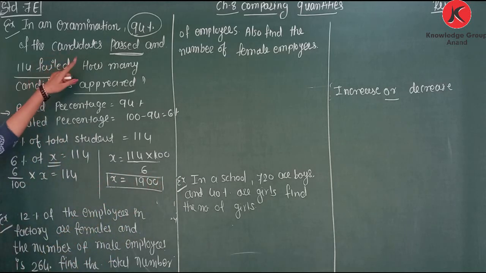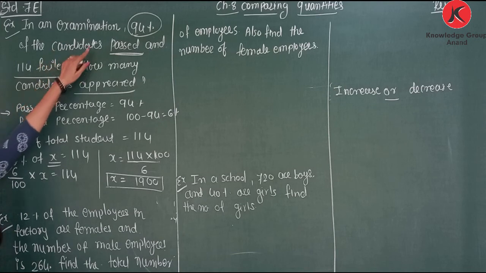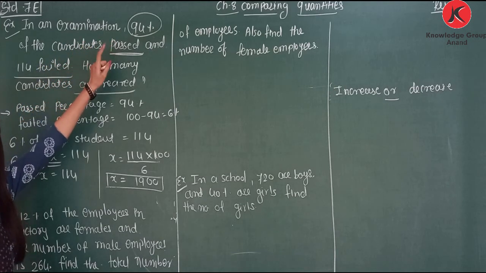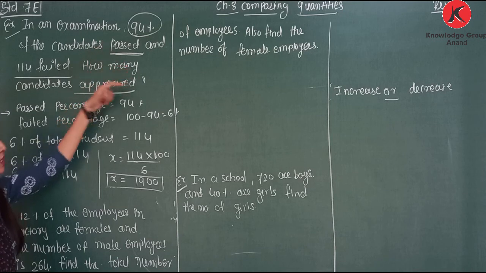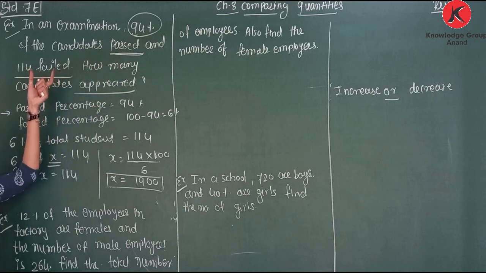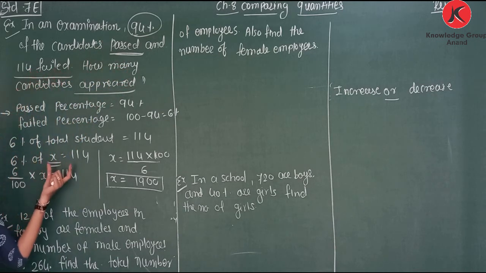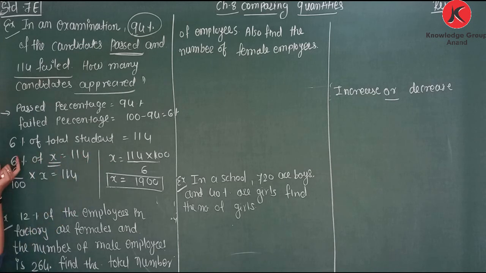Clear? The pass percentage is given. From that we need to find the failed percentage, because the failed number is given, and the failed percentage of total students is 114. It means from the total students some students failed, so that percentage is given and the number is given. Clear? Next one, same example like this.